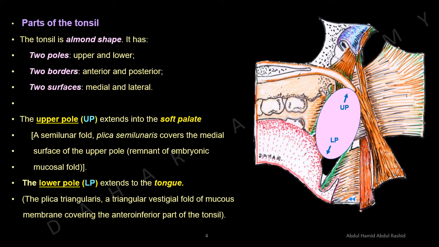Parts of the tonsil. The tonsil is almond shaped. It has 2 poles, upper and lower, 2 borders, anterior and posterior, and 2 surfaces, medial and lateral. This is the medial surface because we are looking from inside. The upper pole, UP, extends into the soft palate, and the lower pole, LP, extends into the tongue.